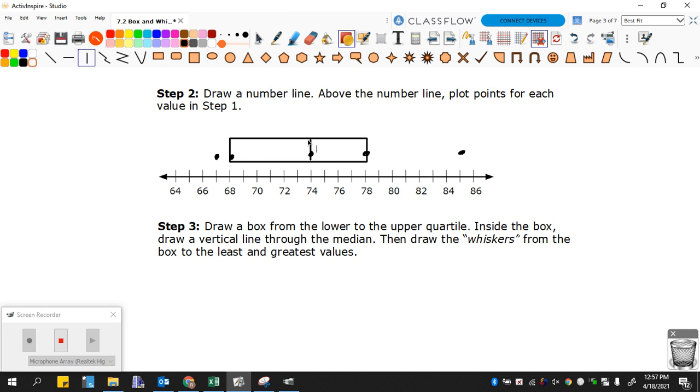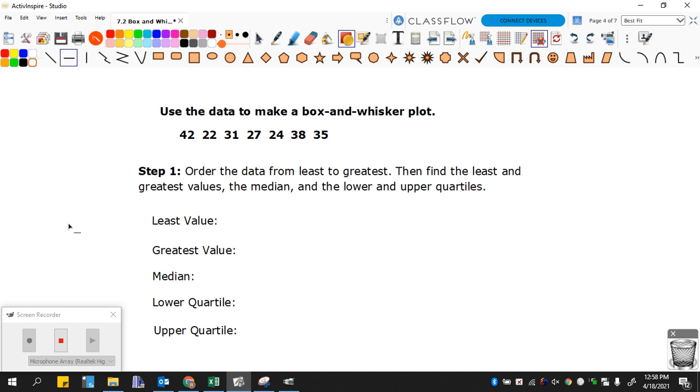Okay. And it says draw the whiskers from the box to the least and the greatest value. So the whiskers would go from here to here and from here to here. Okay. So that is our box and whisker plot. All right. So let's do another one.